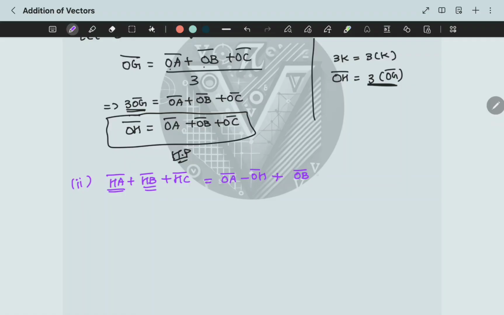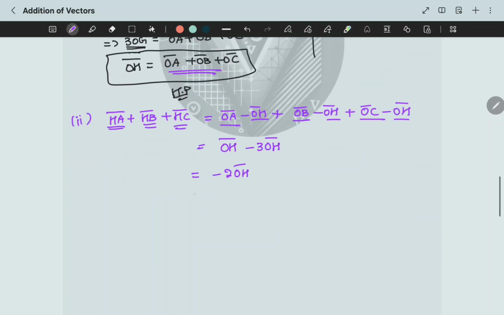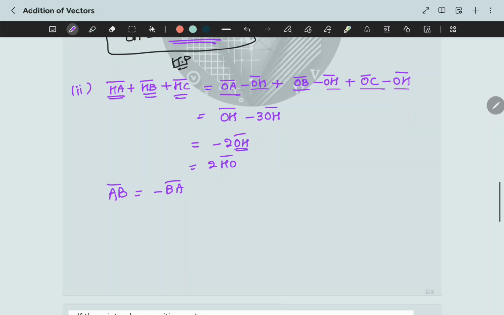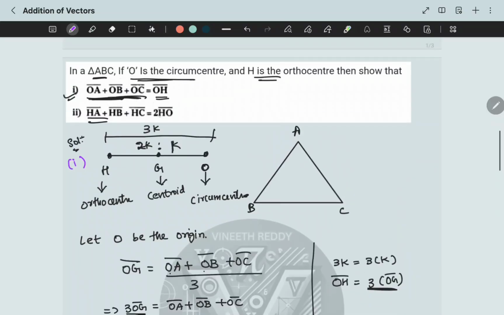HB vector can be written as OB vector minus OH vector, and HC vector can be written as OC vector minus OH vector. Now OA vector plus OB vector plus OC vector, we just proved, is OH vector, right? And what remains is minus OH minus OH minus OH, which is minus 3 times OH. Now OH minus 3 times OH vector is minus 2 times OH vector. When we reverse the direction, we can write this as 2HO vector. I mean AB vector is minus BA vector, no? So with that logic, minus OH vector is HO vector. Did you understand? Hope you understood this. So that's it. We have proved that it is equal to twice HO.